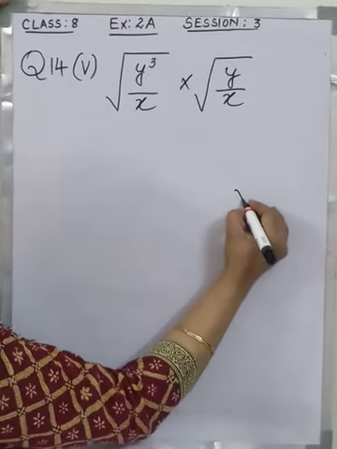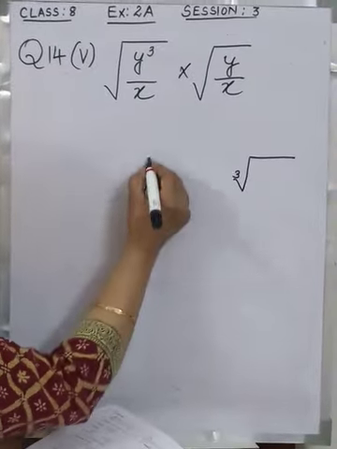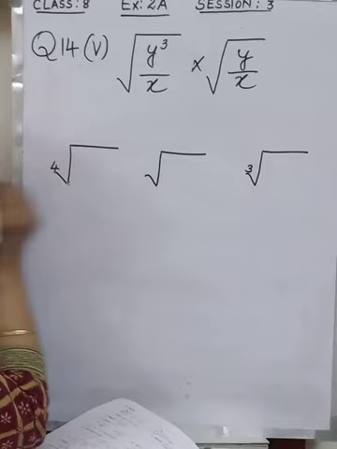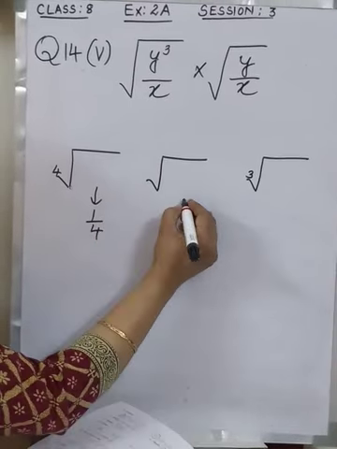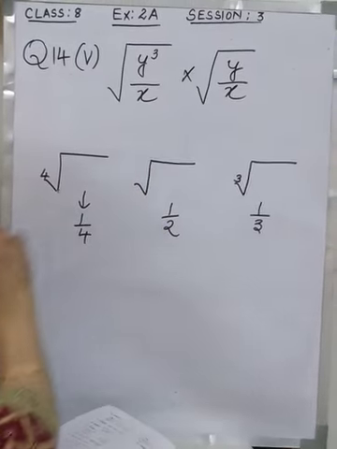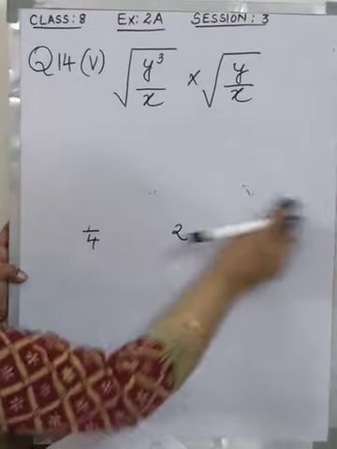See, cube root has a symbol. This is the symbol for cube root. This is the symbol for square root. This is the symbol for fourth root. It means power is 1 by 4. It means power is 1 by 2. It means power is 1 by 3. Now I proceed with the question.